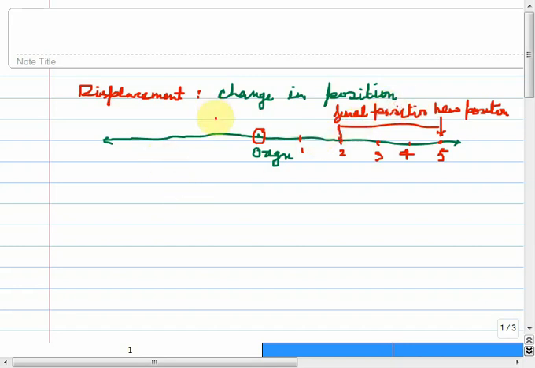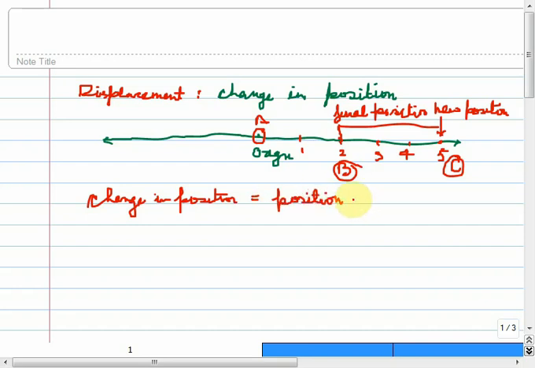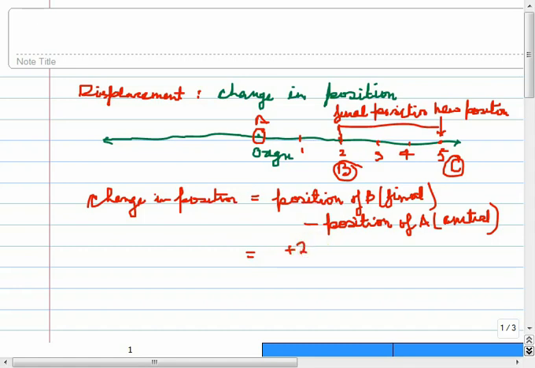So displacement is change in position. What is the change in position? Initial position was A, final position is B, this is intermediate position C. So what is change in position? Position of B, that is final position, minus position of A, initial. It is 0. What is the position of B final? It is represented as +2. Initial position is origin. So change in position of the car is 2 kilometers, and this is called displacement.